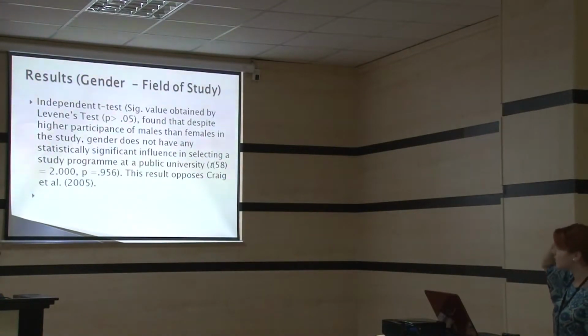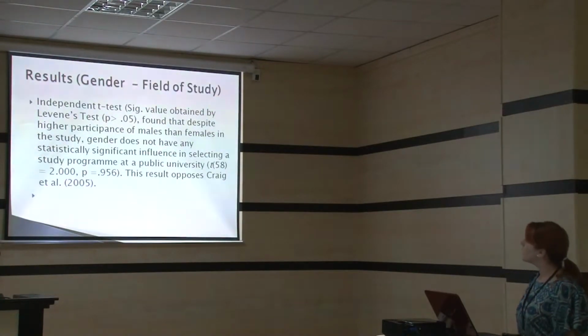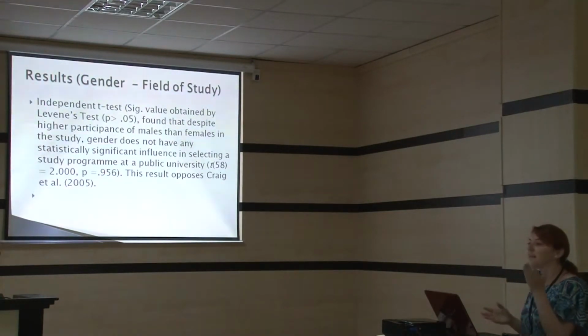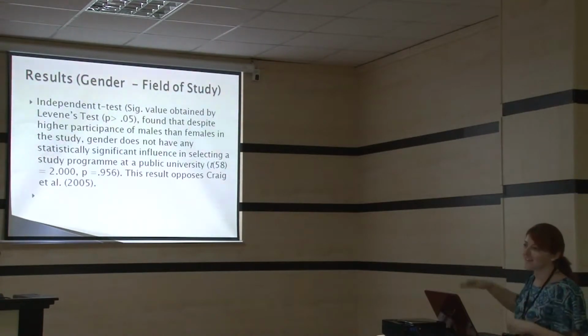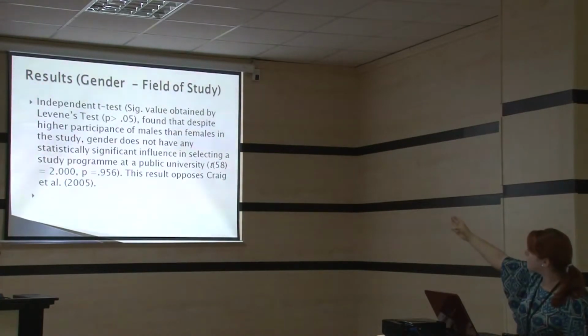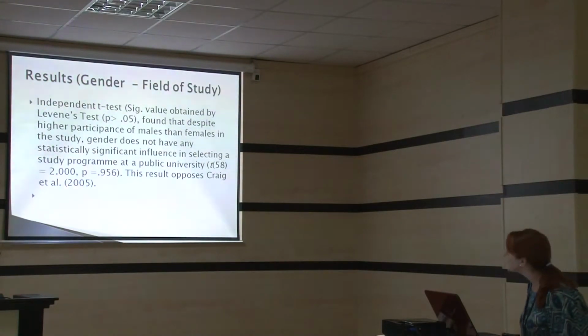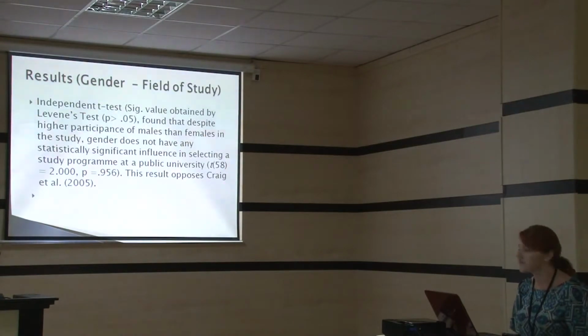Results: gender, the relationship between gender and field of study, by using independent t-tests. Firstly, this test is generated as it usually does, and so we have some probability significance value which is greater than 0.05, which means that we should look at the equal variances tables. There we can see the degrees of freedom and the significance value. This test found that despite higher participation of males than females in the study, gender does not have any statistically significant influence in selecting the study program at a public university.